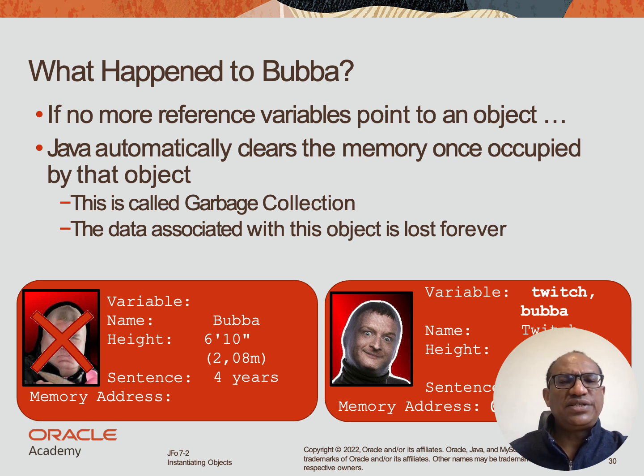Here is something interesting. What happened to the original baba? If no references point to that object anymore, Java deletes it. This is called garbage collection. Java automatically reclaims memory that's no longer needed. Languages like C++ make you clear memory manually.